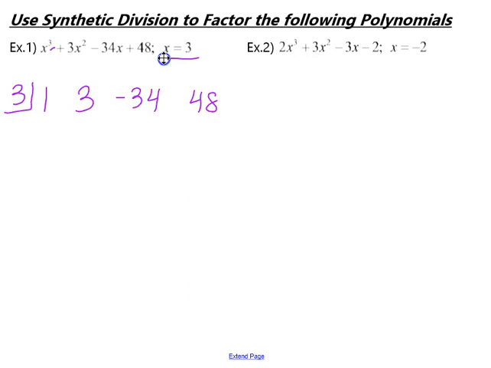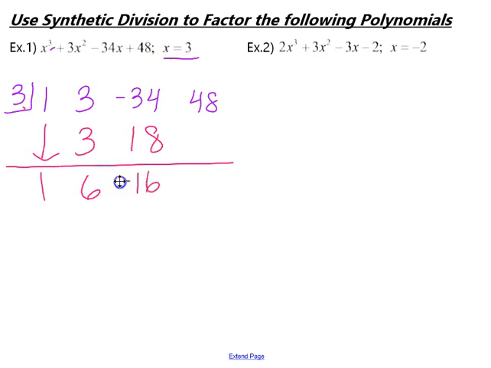Then we're going to skip a line of space, draw our equal sign, and then bring down our first term. Multiply it by the box and add down. Then you multiply it by the box, and then we're going to add down. We get negative 16, multiply it by the box, negative 48. When we add down, we get a remainder of 0, which is exactly what you want, because if you're given a 0 of the function, it should end up with a remainder of 0.